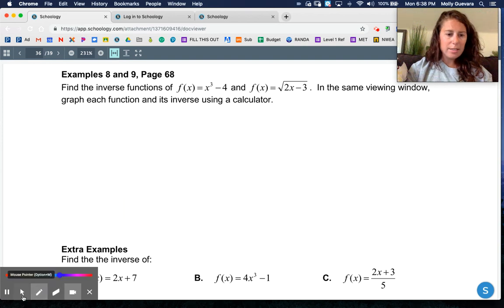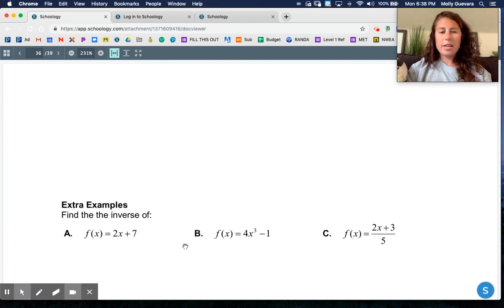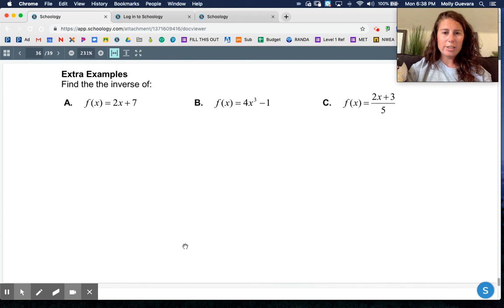Okay, so the last thing we're going to do is try these 3 extra examples. So I want you to pause the video and do these 3, and then when you come back, I'll have the answers up and you can just check your work. So go ahead and hit pause, do the work, and then when you're ready, hit play again.